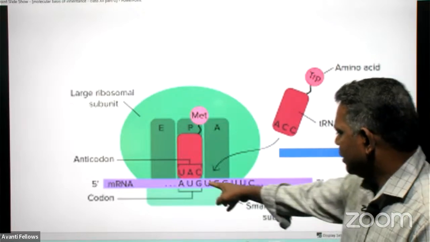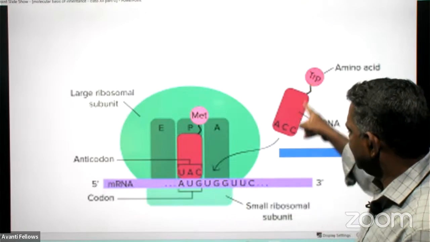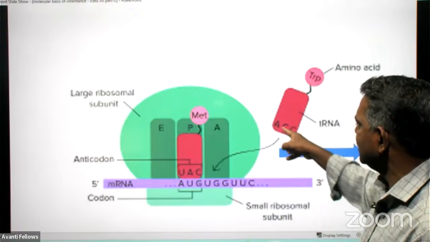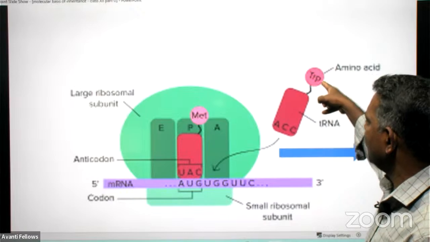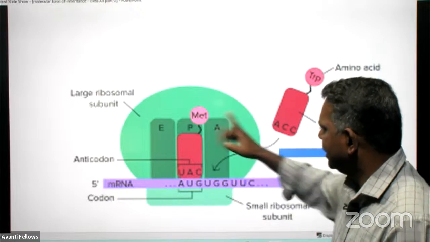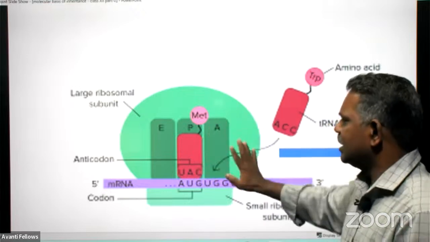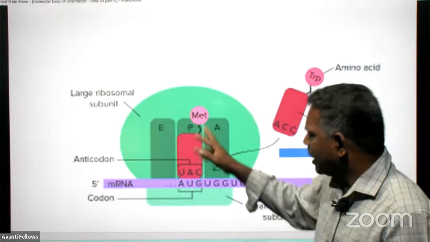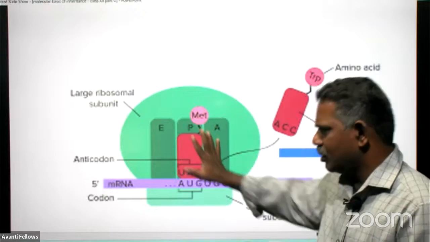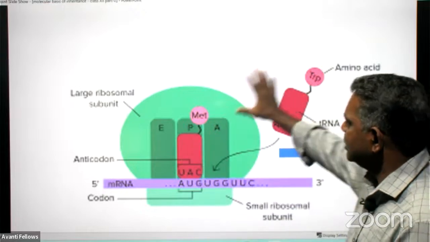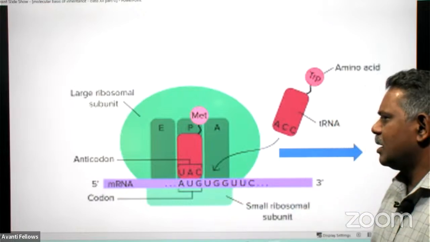Then here you can see another triplet codon, UGG. So that tRNA having the ACC anticodon carries another amino acid, tryptophan, and it is taken to the A site. Now there are two tRNAs attached to the ribosome, at the P site and A site. The P site is only for initiation, and the second amino acid is taken to the A site according to the triplet codon given in the mRNA.